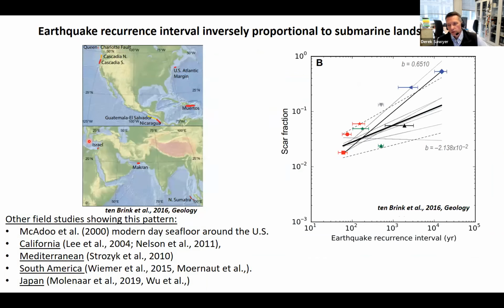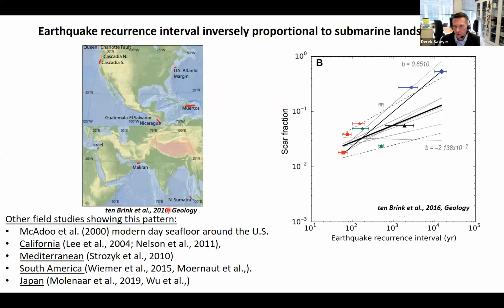After these early results or studies by Lomax and USGS, some other groups have been looking at this question and doing a lot of field studies and just doing an accounting or inventory of submarine landslides and where they are geographically. And sure enough, you see this interesting relationship that supports this idea that earthquake recurrence interval is inversely proportional to submarine landslides. So a plot of this is shown by this paper by Ten Brink et al.